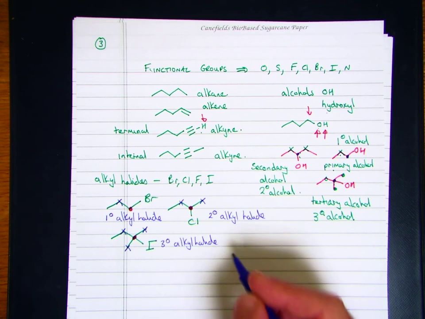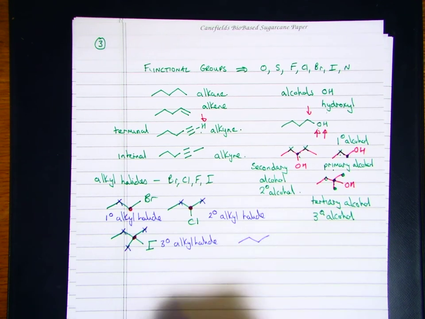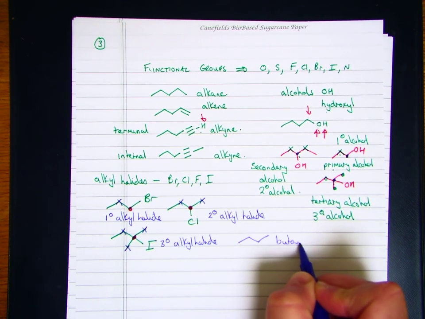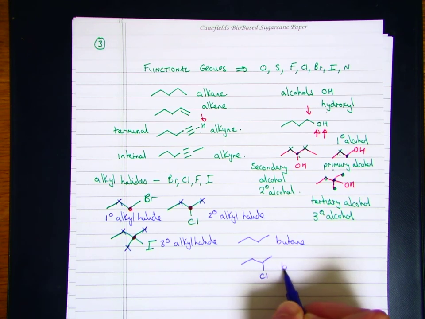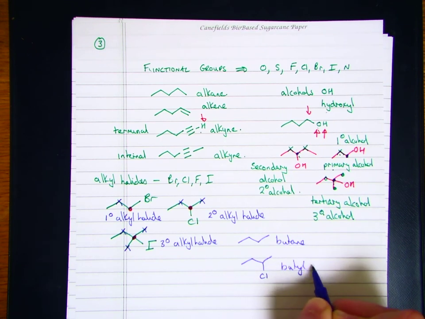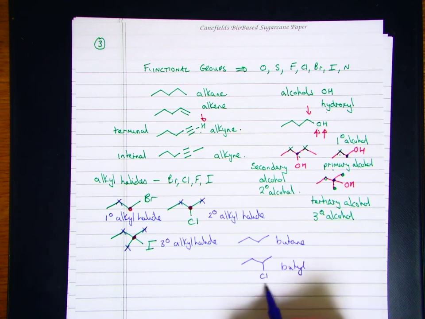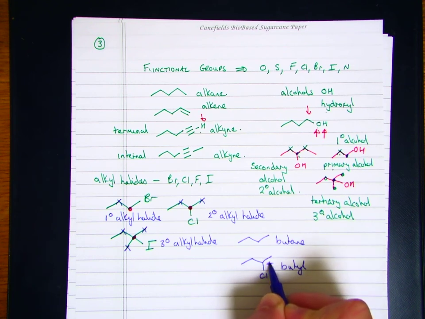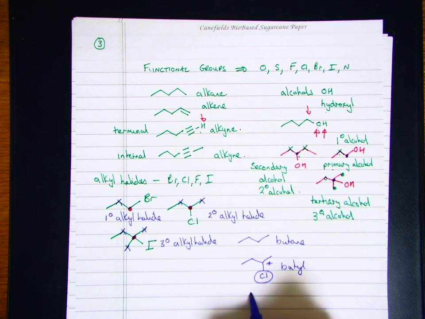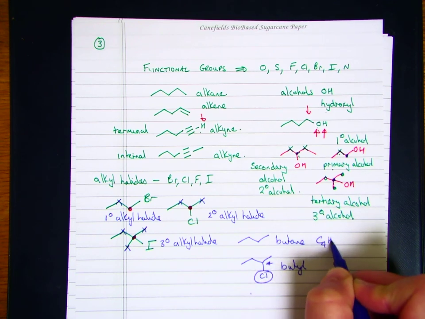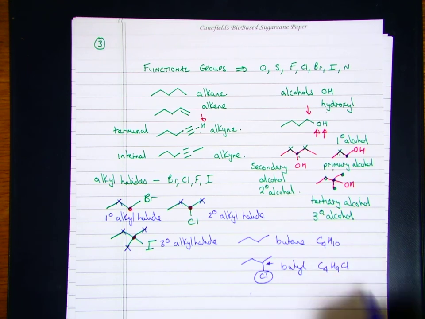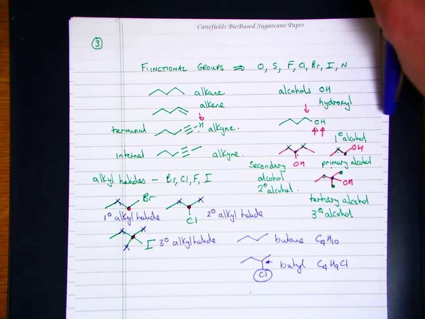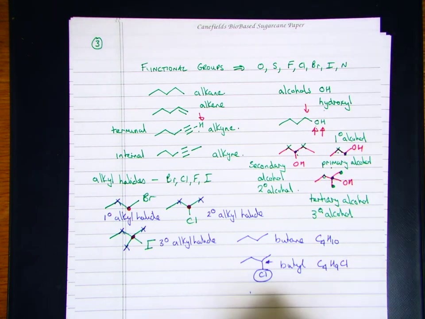Just another comment is that is butane. If I do that, that becomes a butyl group with a halogen attached. So that's why it's called an alkyl group. We have lost a hydrogen to replace it with the chloro. Here the formula is C4H10. This formula is C4H9Cl. We've still got the right number of bonds, but they're not all hydrogens anymore. So that's an example of an alkyl halide.